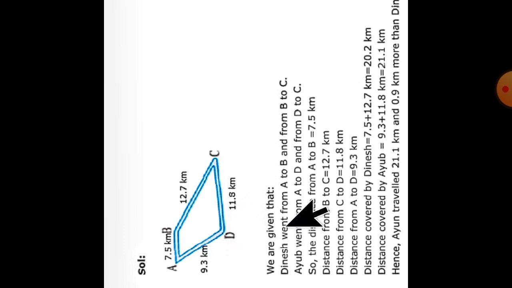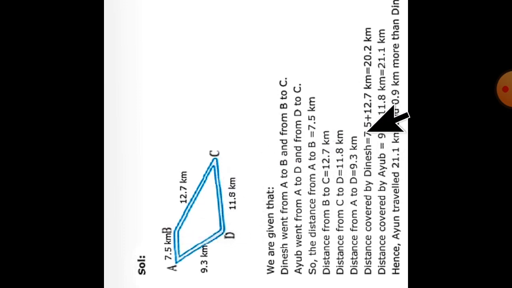Now Dinesh went from A to B and from B to C. Ayush went from A to D and from D to C. So distance from A to B is 7.5 km. From B to C is 12.7 km. From C to D is 11.8 km and from A to D, this one, is 9.3 km. Now distance covered by Dinesh. So distance covered by Dinesh is this much.